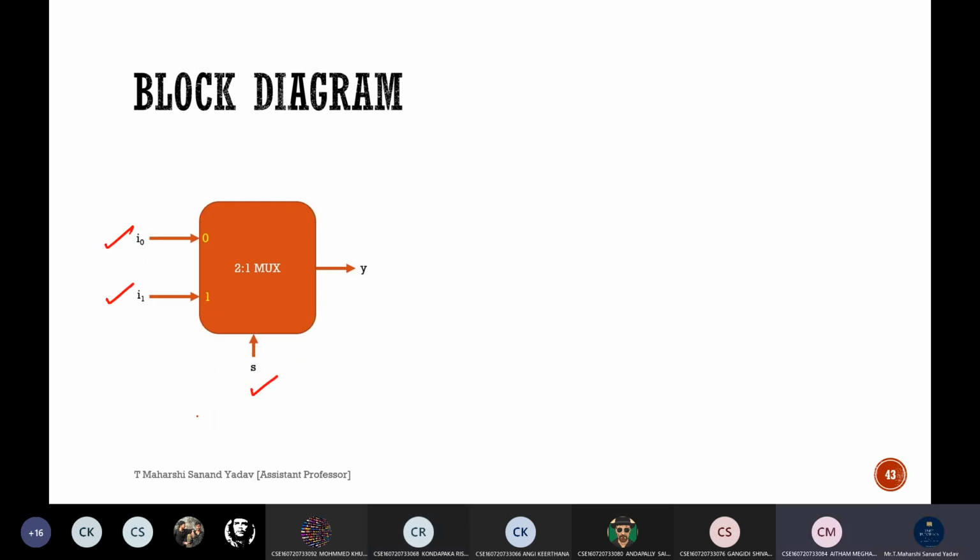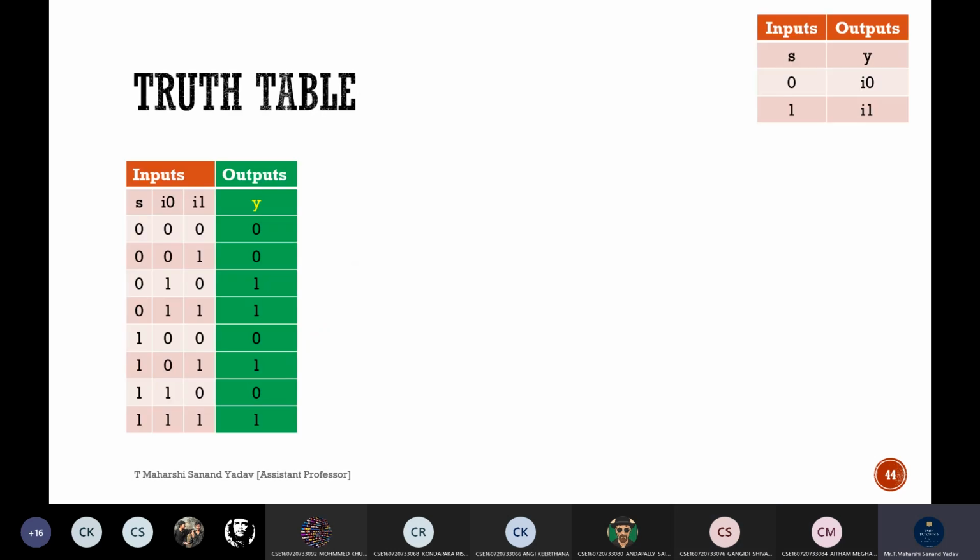You have to consider S also as an input: 2 inputs and 1 selection line. So in total it will be 3. If 3 unknowns are there, you'll get 8 different combinations, from 0, 1, until 7.